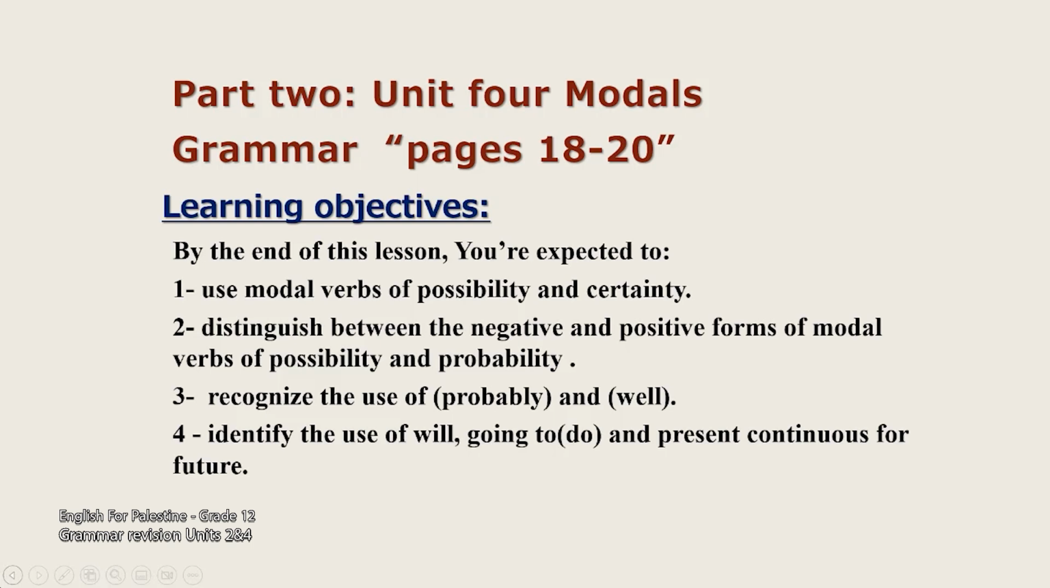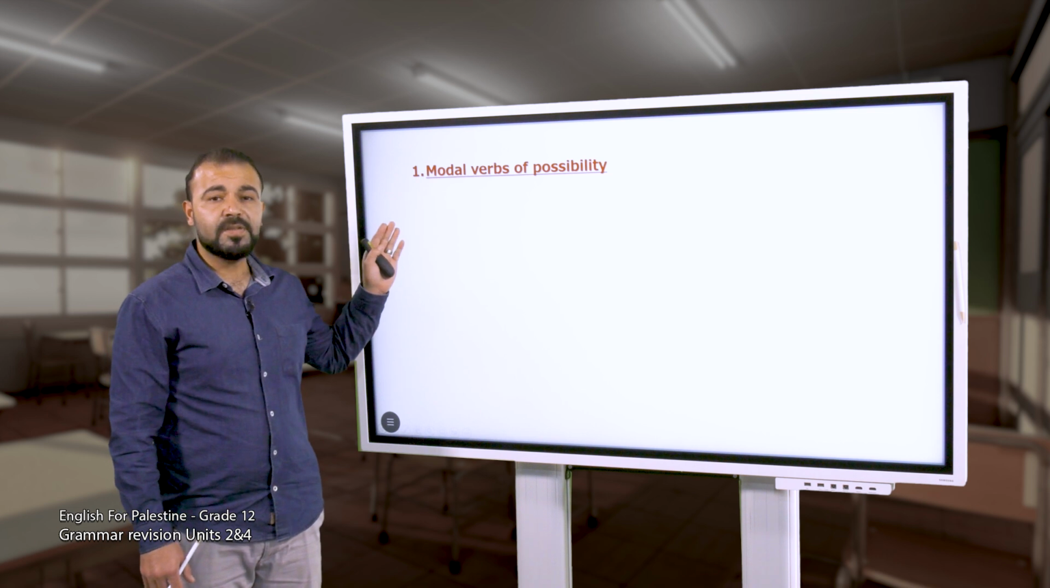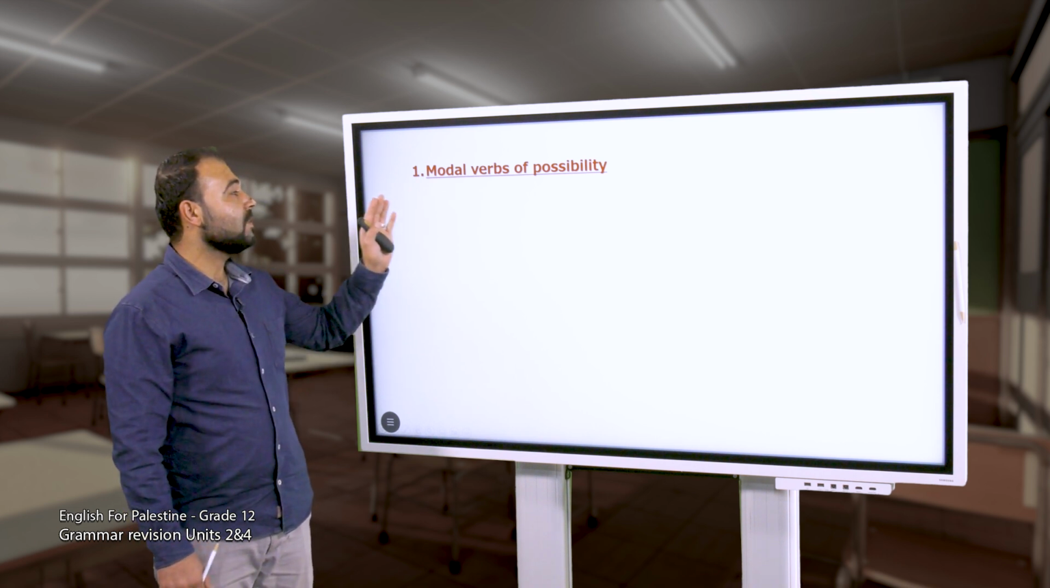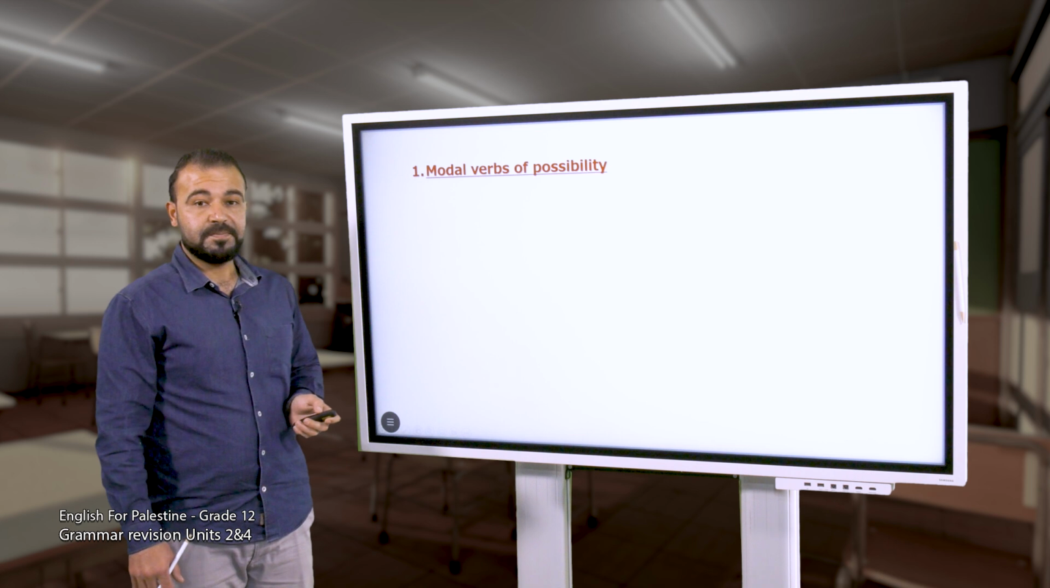Number 2, distinguish between the negative and positive forms of modal verbs of possibility and probability. Number 3, recognize the use of probably and will. Number 4, identify the use of will, going to do, and present continuous for future events. Let's start with number 1, modal verbs of possibility.